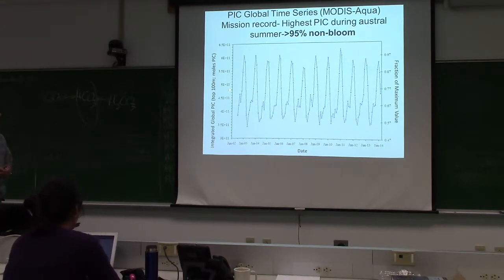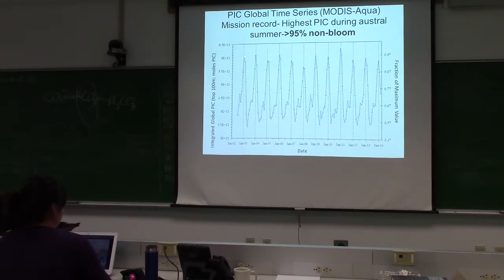This is the PIC global time series. If you take all the MODIS Aqua data and look at the integrated amount of calcium carbonate in the top 100 meters, and I don't have time to tell you how we estimate that, you see annual cycles. Every January, the austral summer, you see the peak in global calcium carbonate, in moles of PIC. And so the southern hemisphere dominates the PIC cycle on the globe.